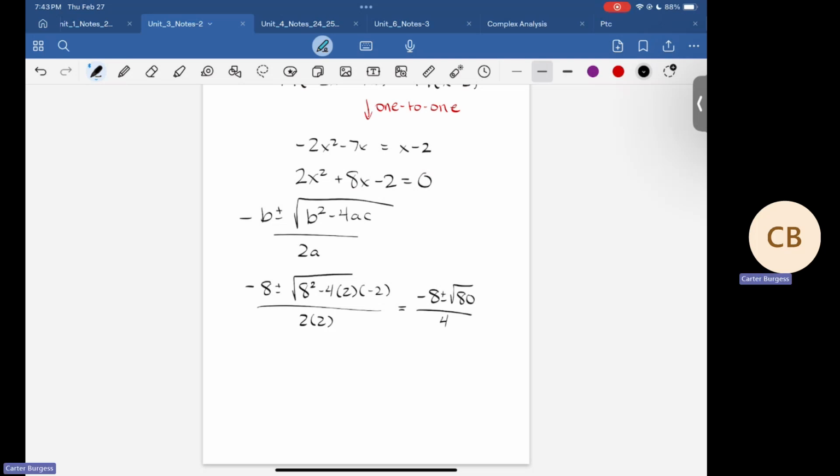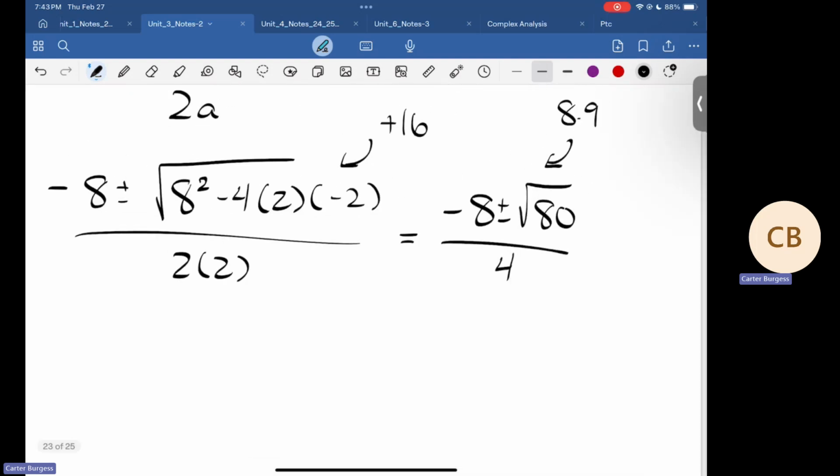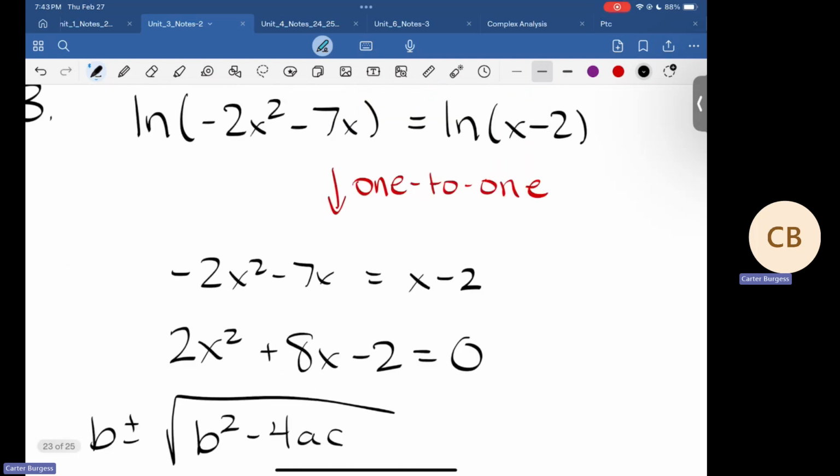Negative 4 times negative 2. Notice that this is positive 16. The square root of 80 is really, really close to 9. We can kind of think of this as being almost like 8.9. And the reason why I'm saying that is, normally we could just be done there, and that'd be a great representation for our final answer. But in this case, it's really important to make sure that our solutions actually work.